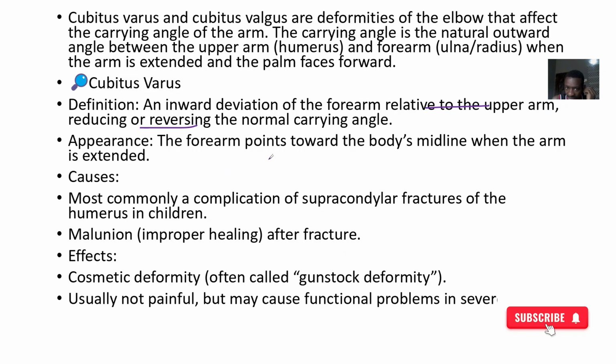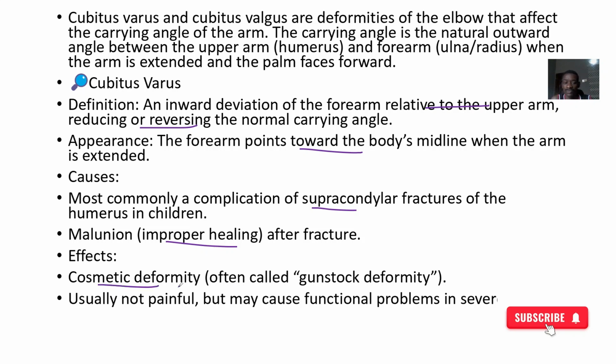You know, so appearance, the forearm is pointed towards the body's midline while the arm is what? Extended. That's when the arm is extended, right? So causes, it's most commonly a complication of what? Supracondylar fractures of the humerus in children, malunion, maybe improper union after a fracture.